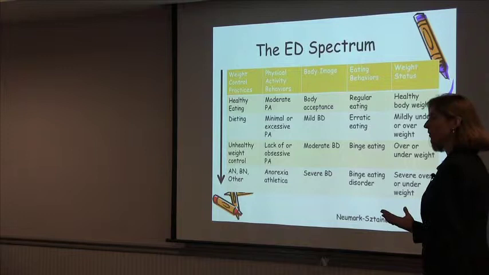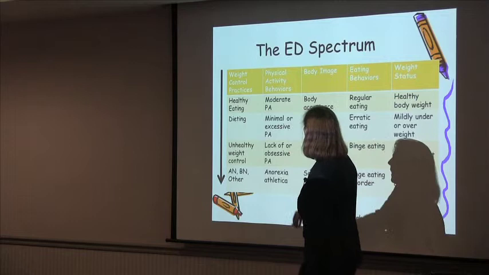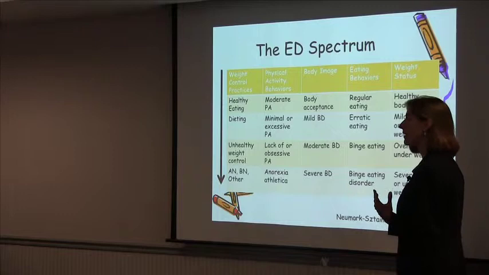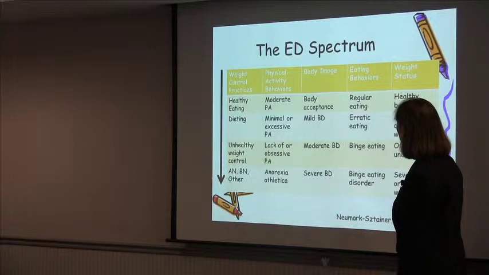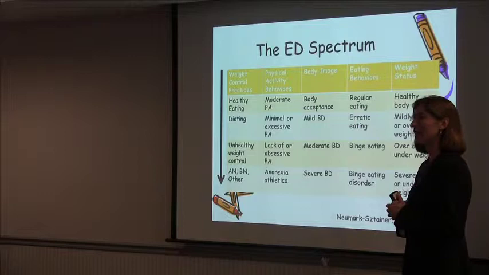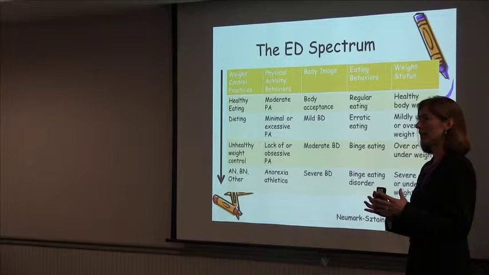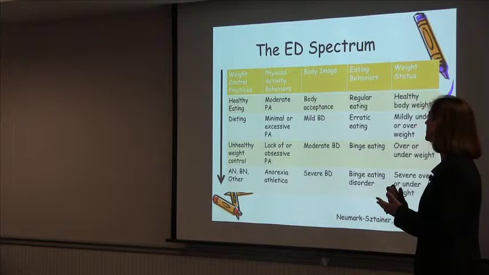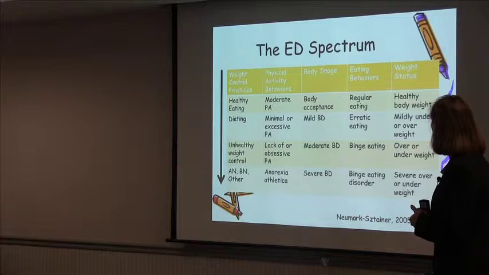The next level, we have unhealthy weight control, lack of or obsessive physical activity, moderate body dissatisfaction, the binge eating, it can grow into that, and then you have children who are over or underweight. And then the last row, you can see the development of anorexia, bulimia, or other disordered eating. There's the term anorexia athletica, an eating disorder characterized by excessive or inappropriate exercise, like exercising when injured, ill, going for a run in a thunderstorm, risk of getting struck by lightning. Not a good idea. Body dissatisfaction, oftentimes binge eating disorder, and then severe under or overweight.